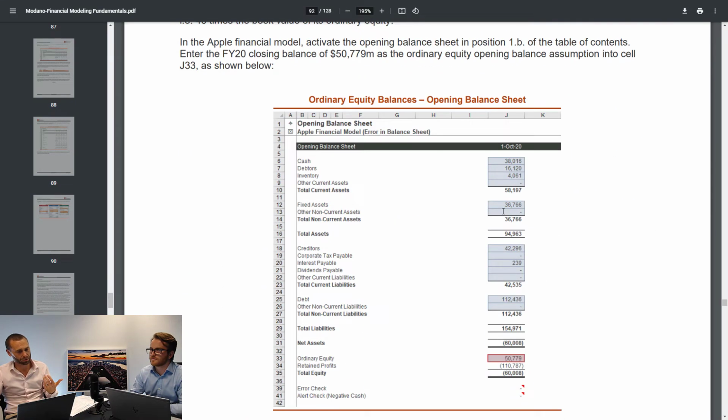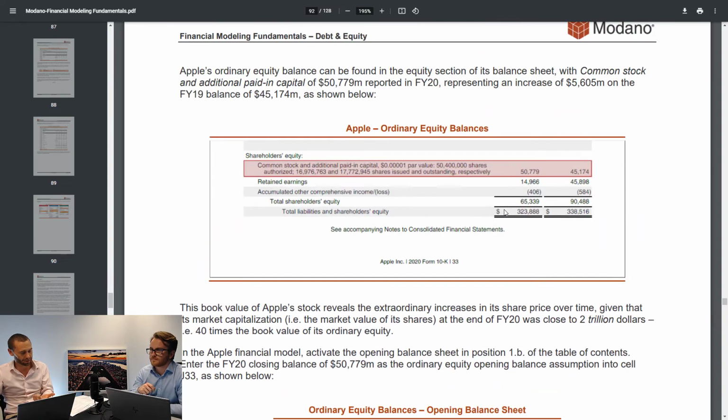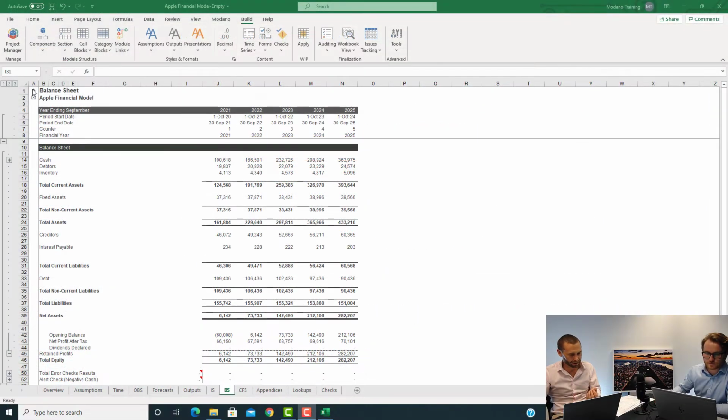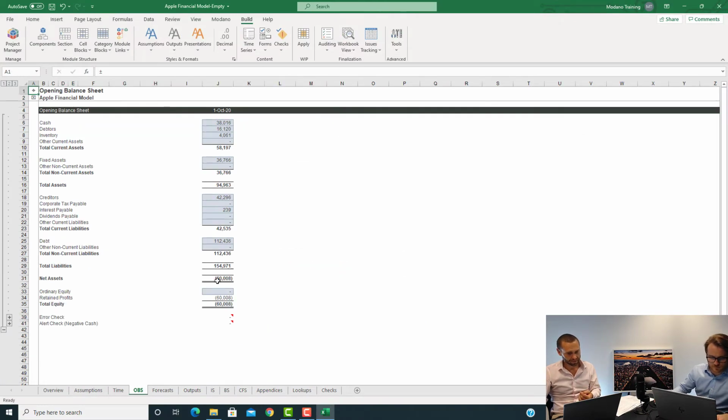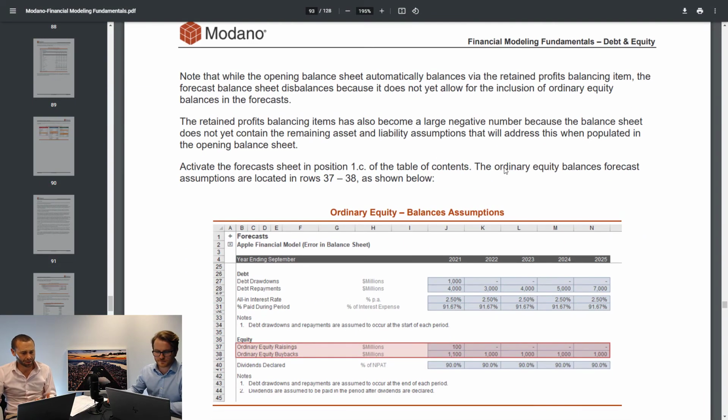But we're going to work through this. So let's start by putting in the ordinary equity with the common stock of Apple, the 50779. Let's go to the opening balance sheet and put in the ordinary equity in, say, J33, 50779, as the ordinary equity value, and you'll see we've still got total equity going massively negative here because we haven't put in all the other assets and liabilities, and they've got a truckload of other current assets and other non-current assets and stuff. Because they've got all this cash and marketable security and stuff. So basically what that's done is we'll put the equity on there.